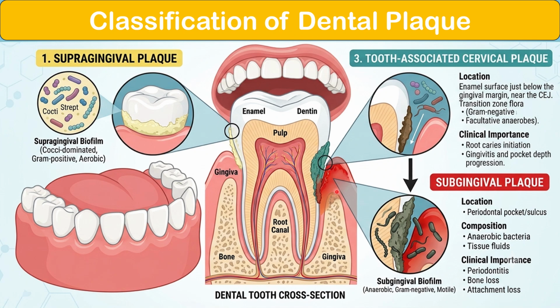which can lead to bone loss and cause periodontitis. The third type is tooth-associated cervical plaque, which is mainly located near the cemento-enamel junction, that is, the enamel surface just below the gingival margin. It is the transition zone flora, that is, we mainly see gram-negative facultative anaerobes. The clinical importance is that it is mainly responsible for the initiation of root caries and it can also aid in gingivitis and pocket depth progression.